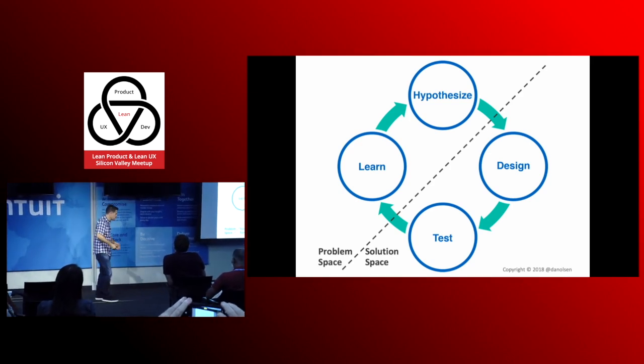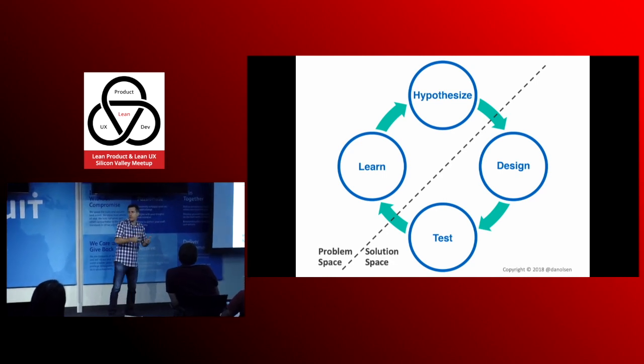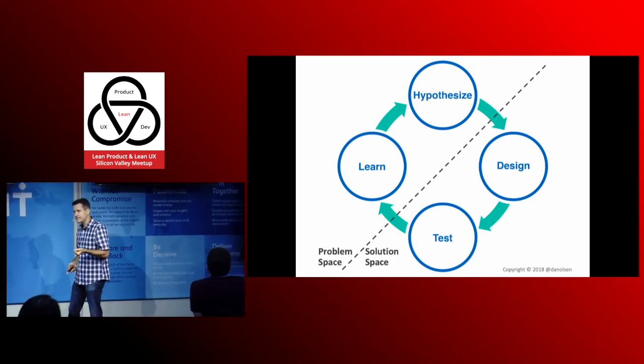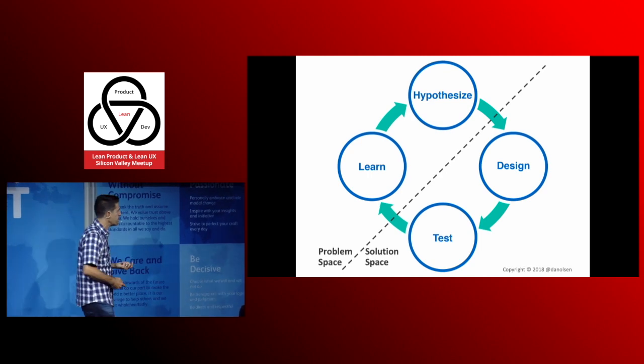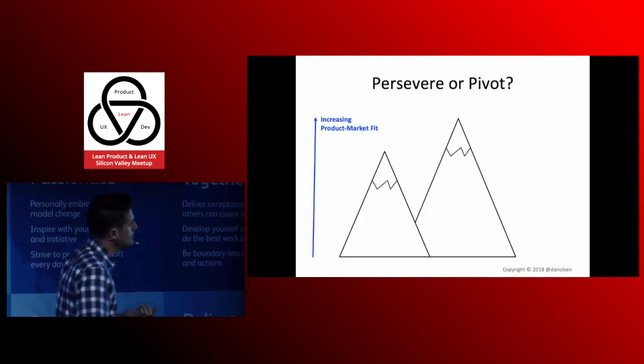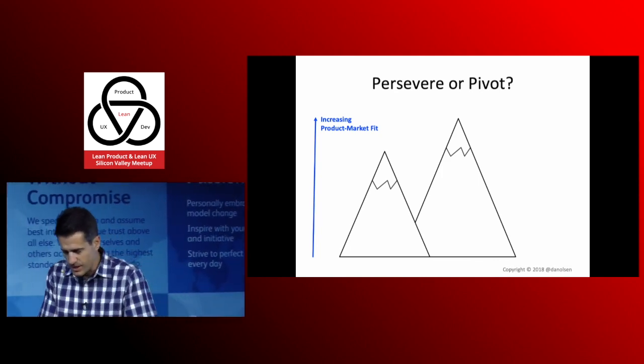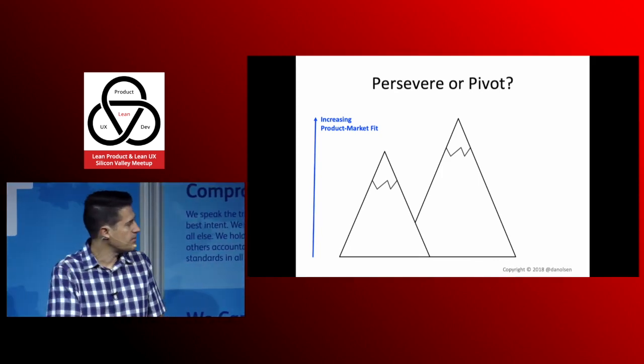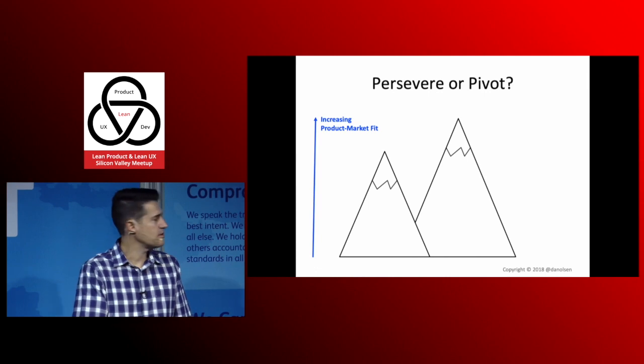Now, hopefully everything goes well. Product market fit just keeps going and going. That doesn't always happen. The way I like to think about product market fit is it's kind of like climbing a mountain. And the higher up on the mountain you get, the more product market fit you have. And you start at the bottom of the mountain. Everyone starts at the bottom of the mountain with a new product.